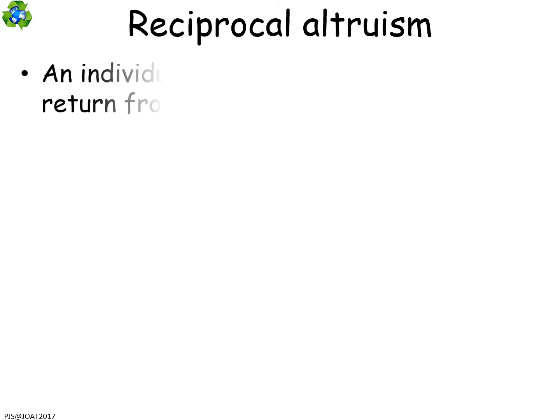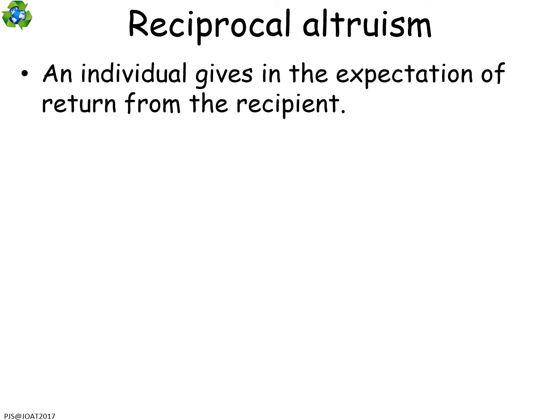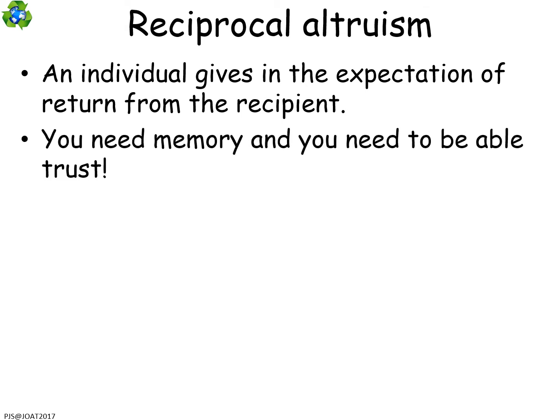In social groups, what you often see is something called reciprocal altruism. So the individual will give, but in the expectation that you get return from the recipient. It's a favour system, basically. But what that means is you need memory, so this is quite a complex system, and you need to be able to trust.